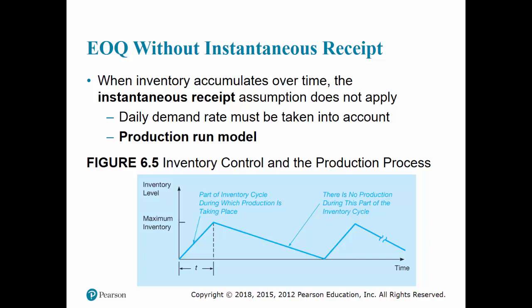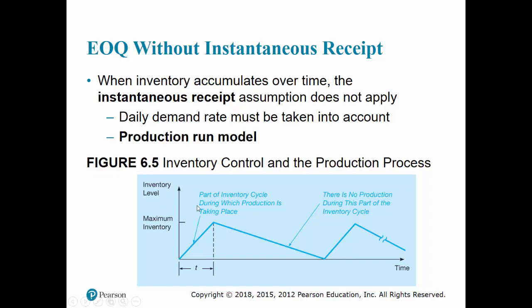But we are relaxing that, which means your order will be shipped to you gradually, over a period of time. This is typically the case in a production situation, where a lot is being produced over a period of time. So you're going to have inventory coming into stock over a period of time. For this reason, it's often called the production run model. Instead of economic order quantity, we use the term production for this model.